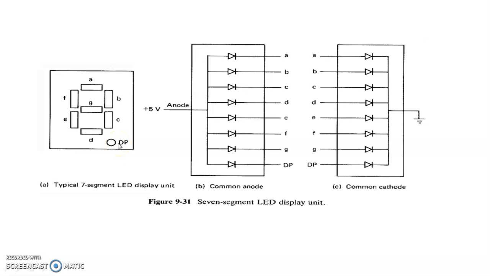Whether it is a 7 segment, an alphanumeric, or a 5x7 matrix LED keyboard connection, they come under 2 types. One is common anode, the other is common cathode. In case of common anode, all the anodes of your LEDs are connected to 5 volt, and the cathodes are to be driven by the ports.